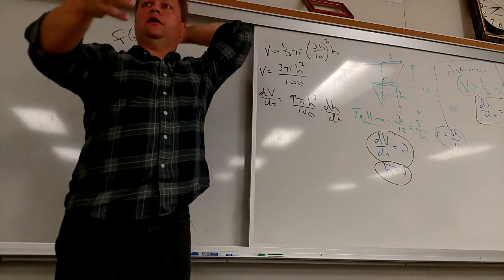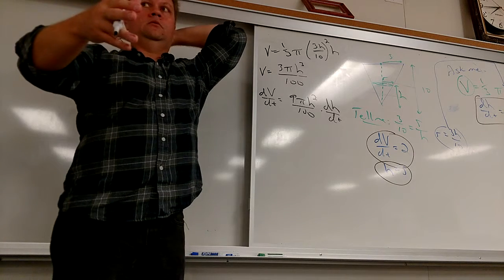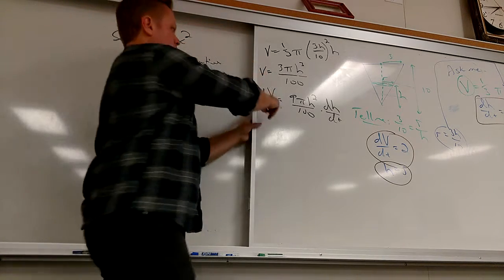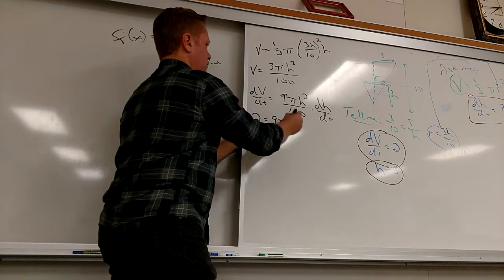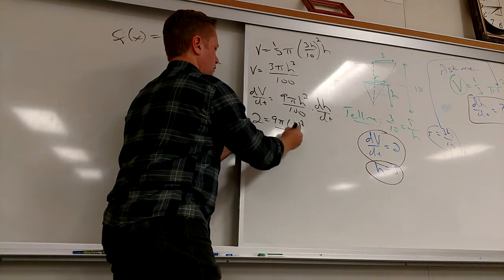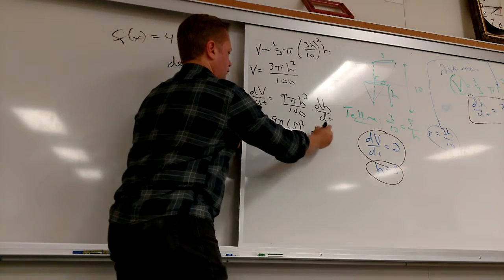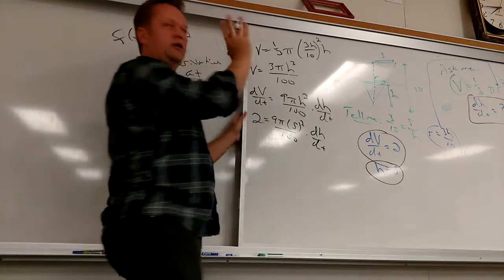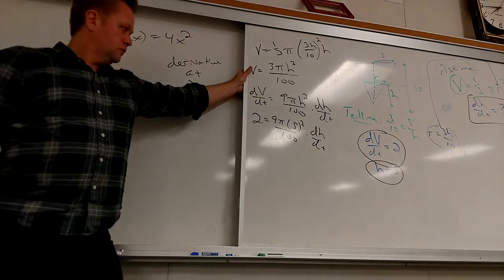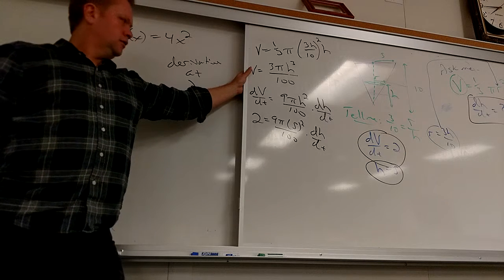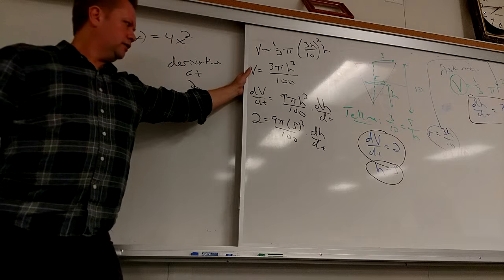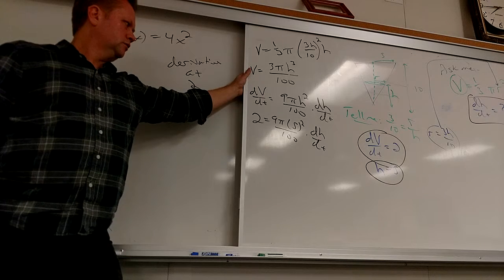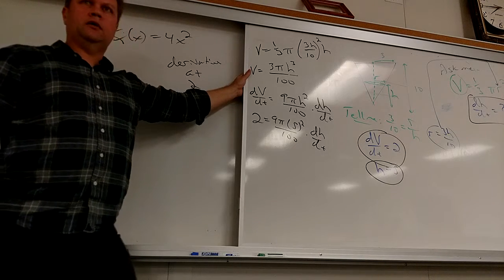Now you plug stuff in. So what's this? 2. And of course h is 5. And now I can solve for dh/dt. You get whatever. At this point, I don't care. Let's see. 8 over 9 pi, I think it is. Yeah, 8 over 9 pi.